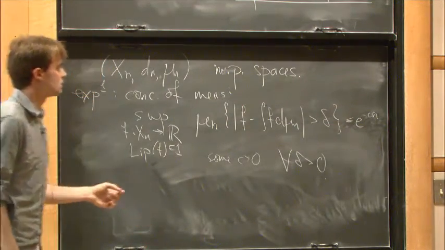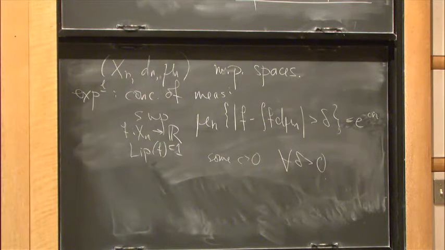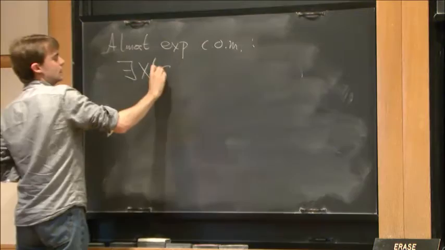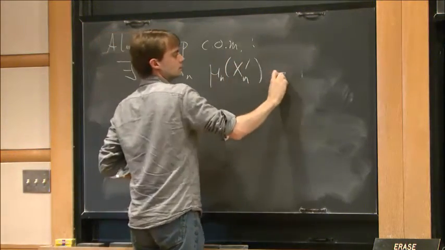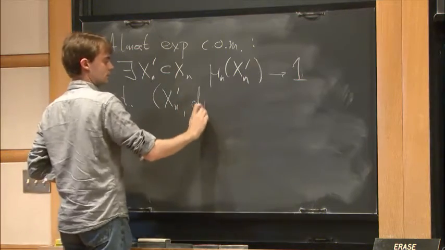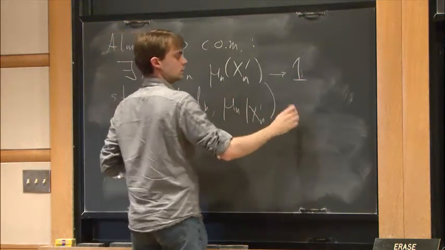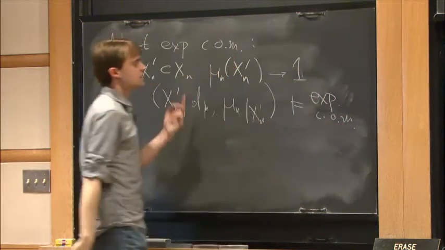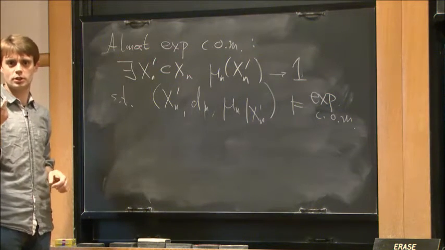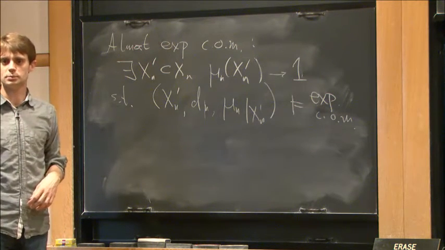So almost exponential concentration of measure is something between these two. So let me write that down over here. This says that there are subsets Xn prime in Xn of measure tending to 1, such that if you restrict to the Xn primes, then you see exponential concentration of measure. Because the Xn primes are filling up the whole space, this implies concentration. But it is weaker than exponential concentration. It says there's some small part of the space where the concentration could be happening slower. But once you remove that, then you see exponential concentration.